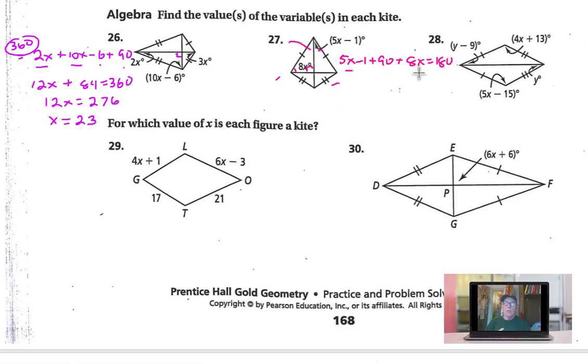Combine like terms, we get 13x's. Here we have 89 equals 180. So this gives us 13x's equals 91. And x is going to be 7. X is 7. Okay, that's all we need for that one.